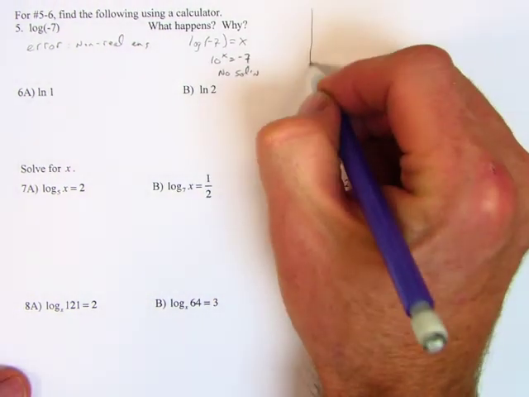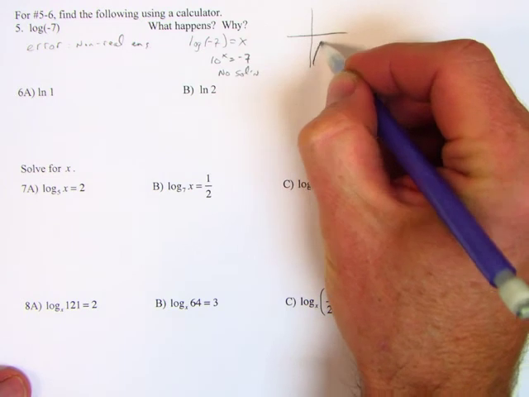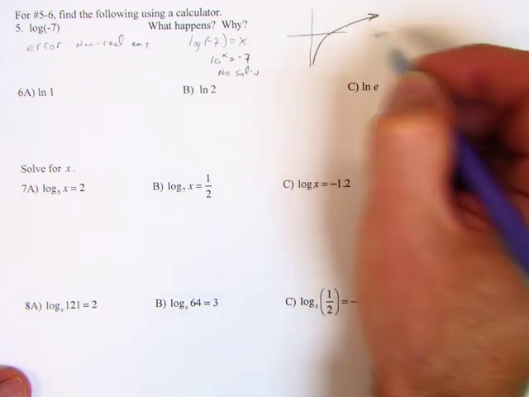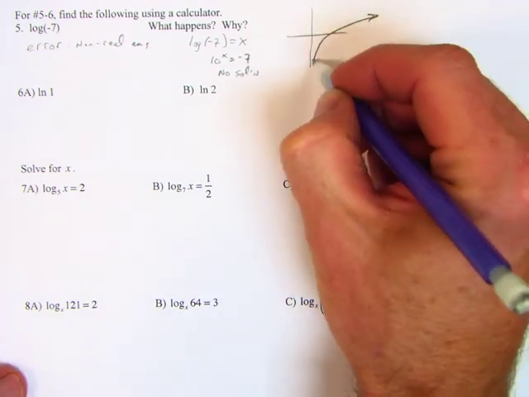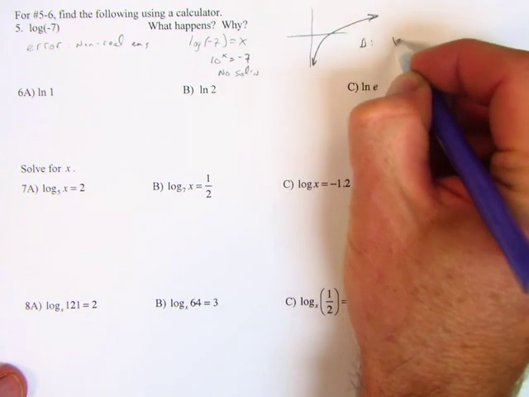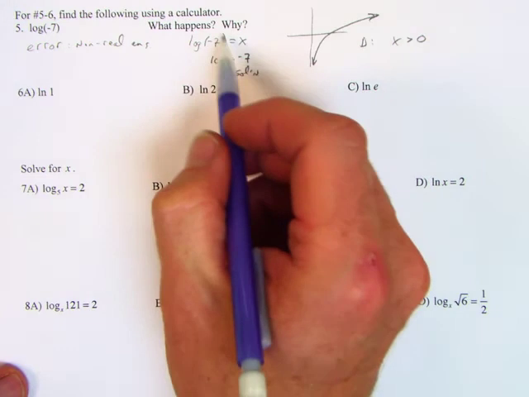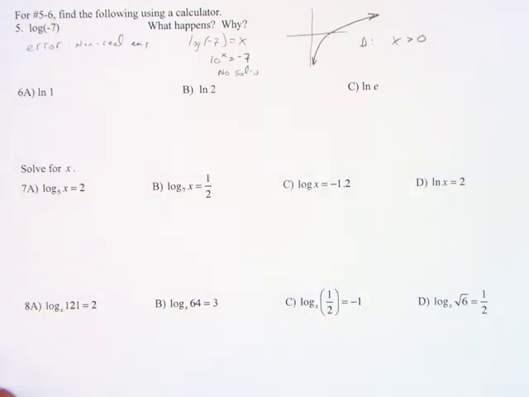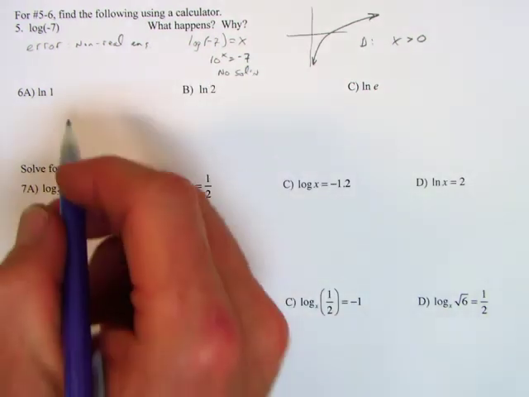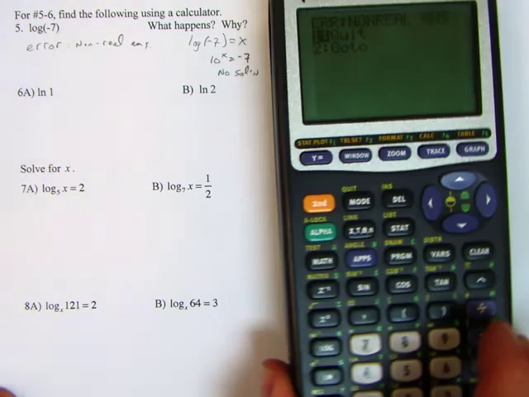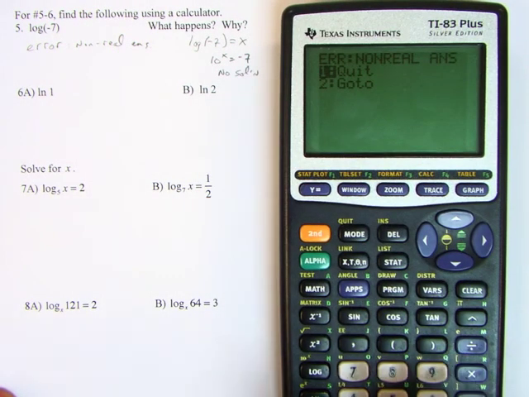Recall on the other side we had the graph of this log function. It looks like this. What was the domain of it? The domain was x greater than 0. -7 is not greater than 0. It is not in the domain. We cannot find it.